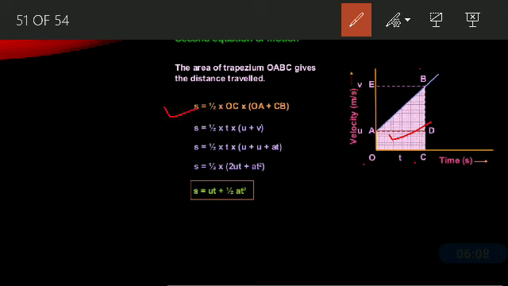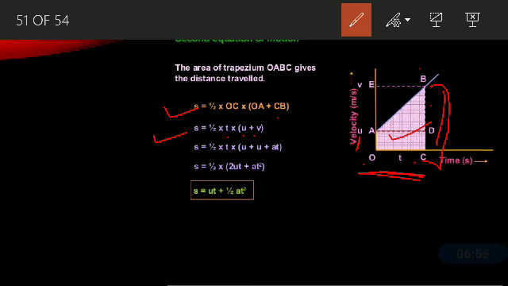So applying the formula for area of trapezium, we have S equals to half OC multiplied by OA plus CB. So I hope you remember how to find the area of trapezium. Sum of parallel lines multiplied by altitude or height and divided by 2. So replace the values. OC is time, so writing T here. OA is initial velocity, so writing U. CB is, where is CB? Here. The CB is final velocity, so replacing by V.